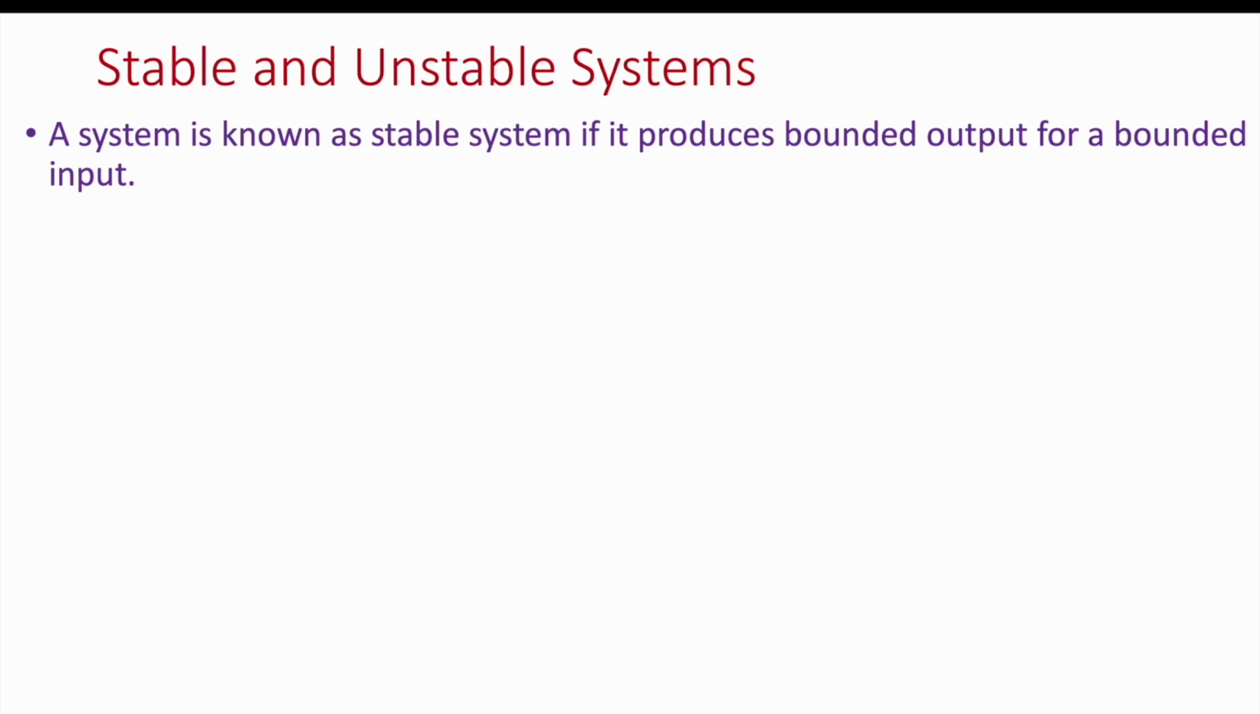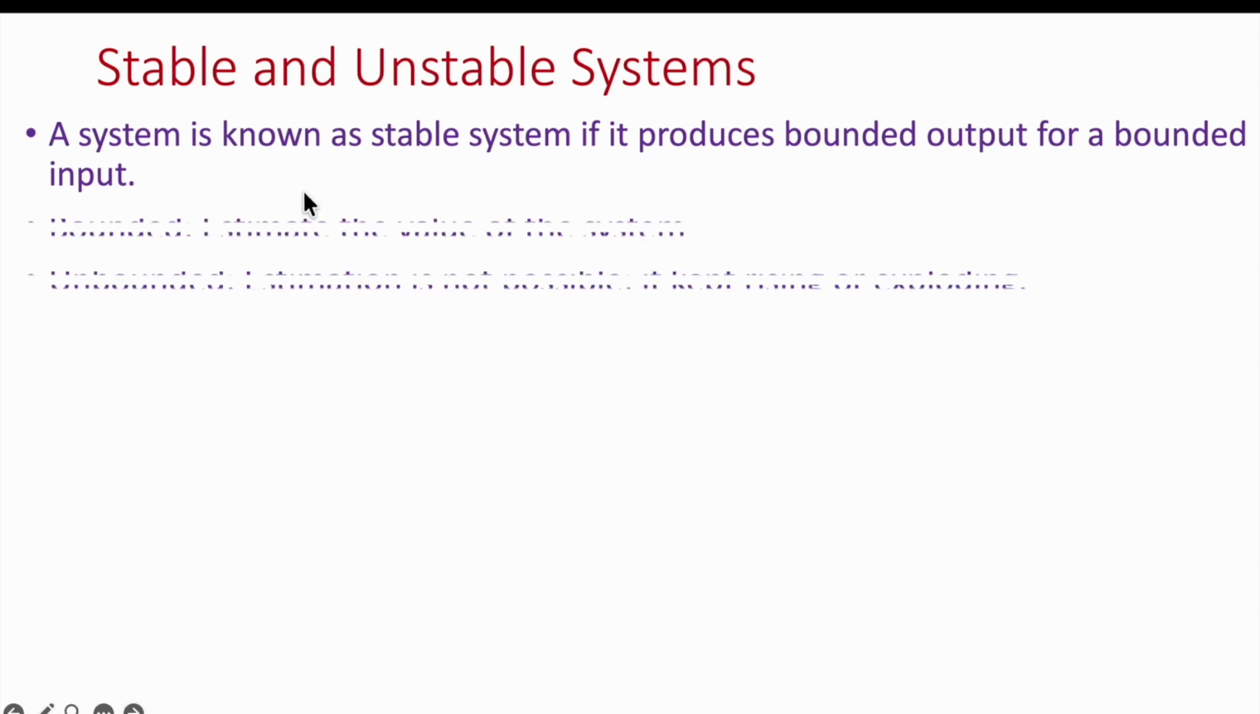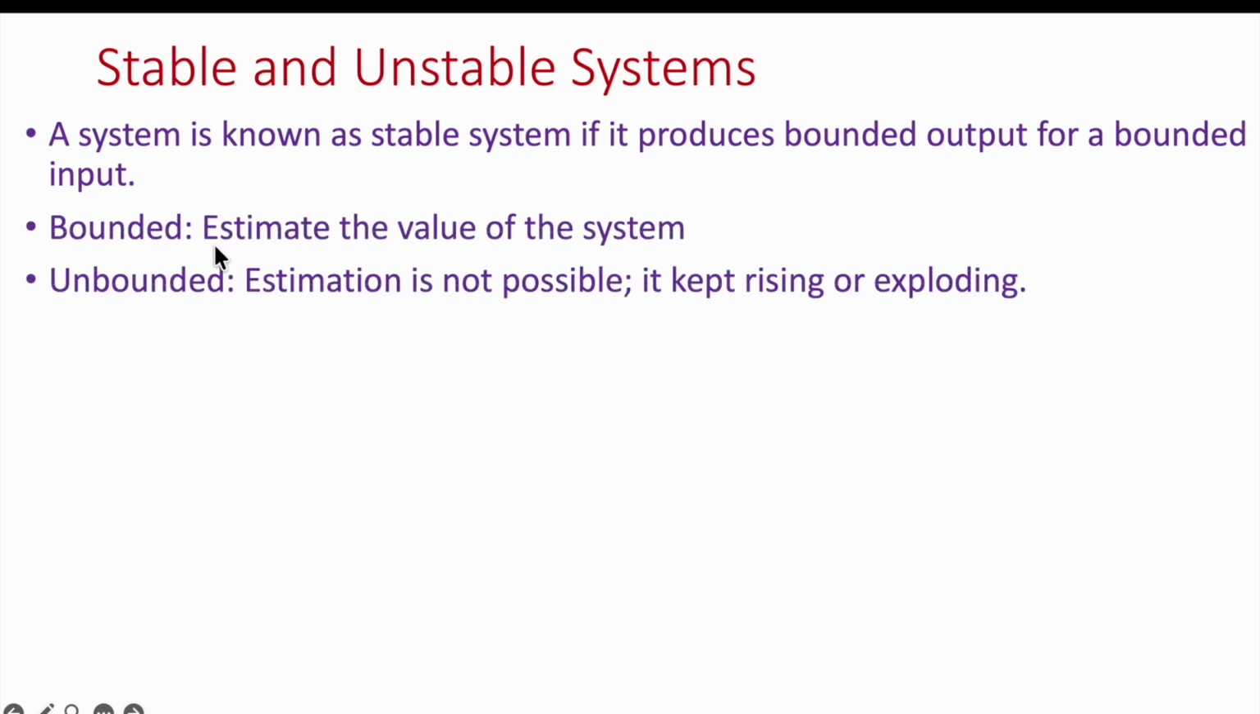The last is the stable and the unstable system. A system is known as a stable system if it produces a bounded output for a bounded input. Bounded means you can estimate the value of the system. Unbounded means the estimation is not possible, because the response keeps rising or exploding.